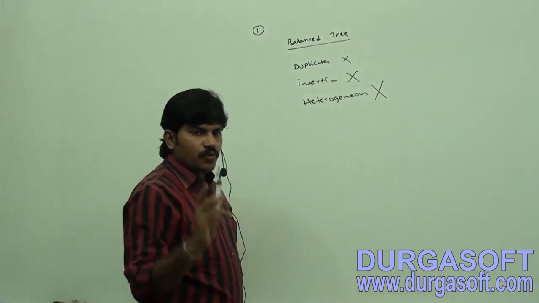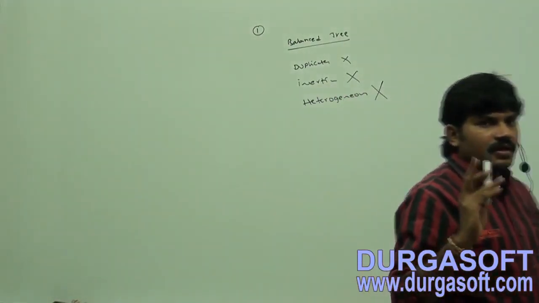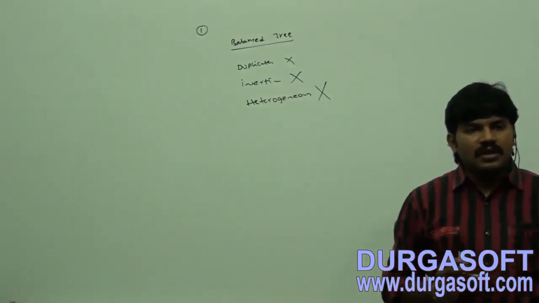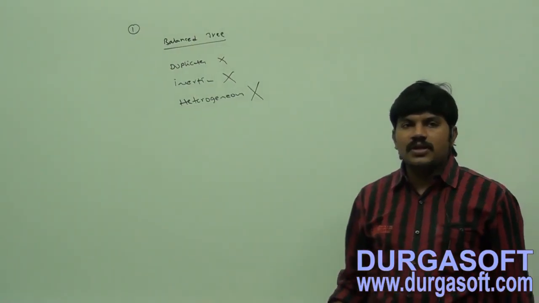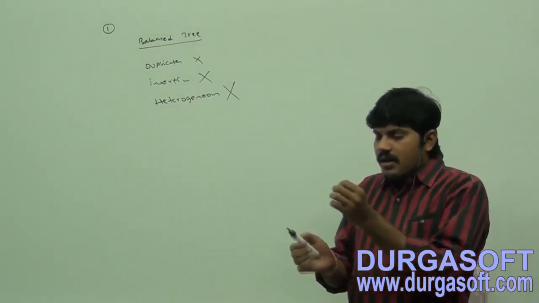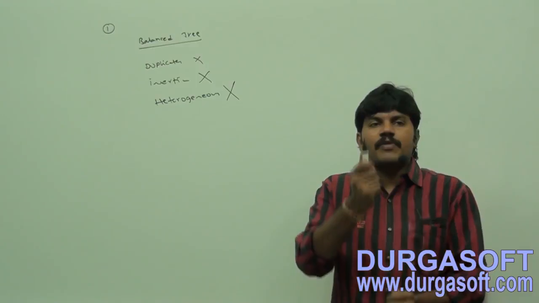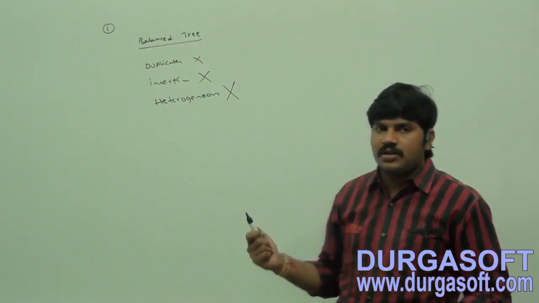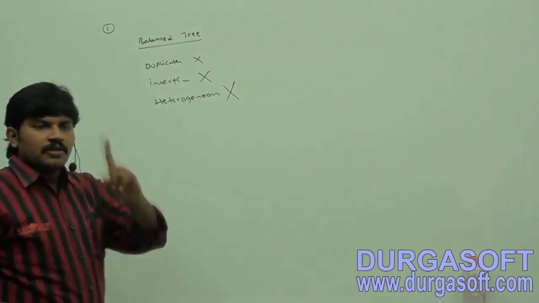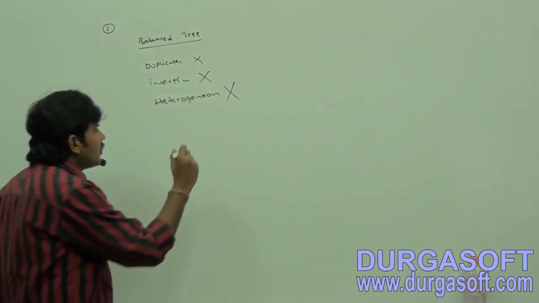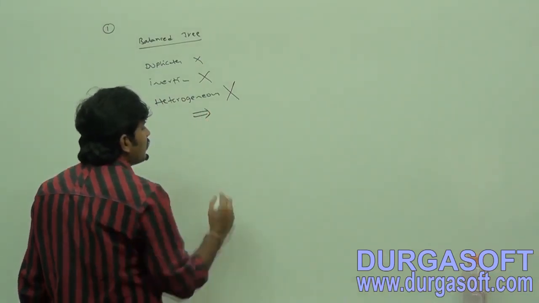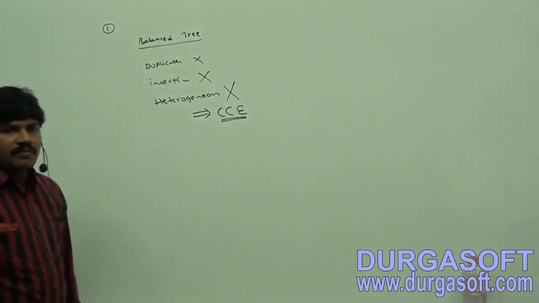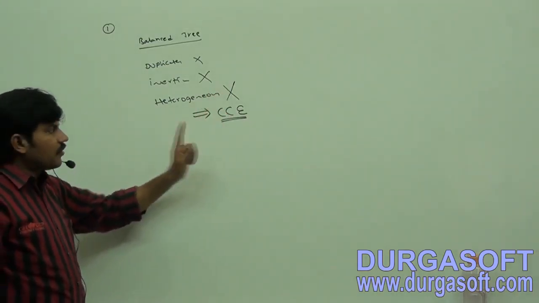Remember, only two data structures, TreeSet and TreeMap, are exceptions. Everywhere else heterogeneous objects are allowed. But in TreeSet they are not, because comparison is required. If you want to perform comparison, both objects should be of the same type. That's why we can't insert heterogeneous objects. By mistake, if you try to insert them, we will get a ClassCastException.